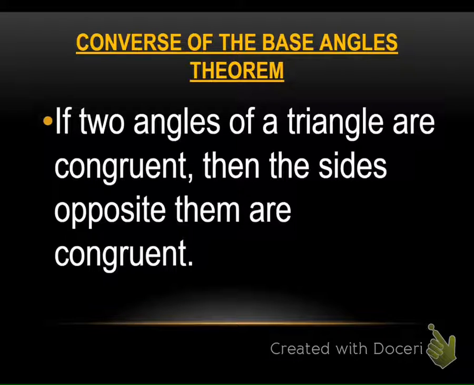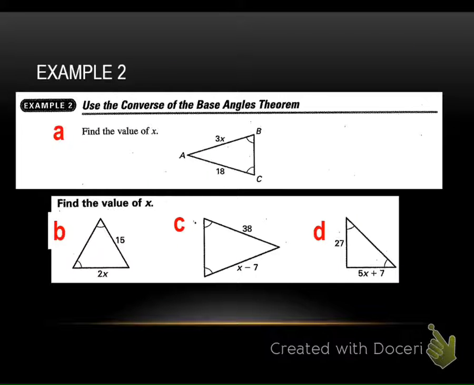Did you already finish? Okay, excellent. Okay, so we're going to get started here. So now you see if you have two congruent angles, that means the sides have to be congruent. I'm going to let the video run while you draw your triangles for all four of them.